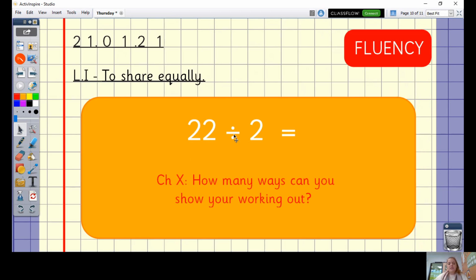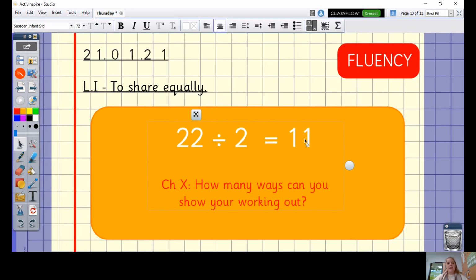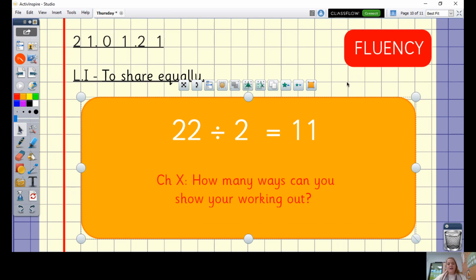Now finally then, to look at our fluency number sentence. 22 divided by 2. Now again, we're finding half of 22, so you might want to have a go at sharing 22 into those 2 sharing circles. So the answer to this is 11. Well done if that was the answer that you found.